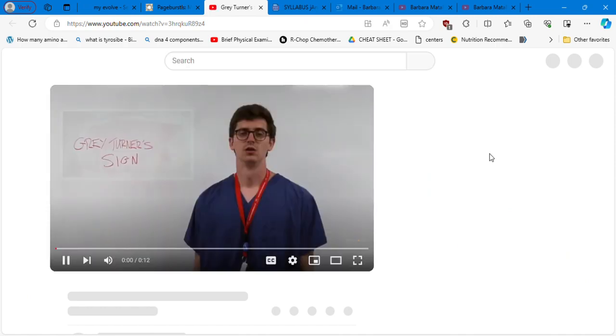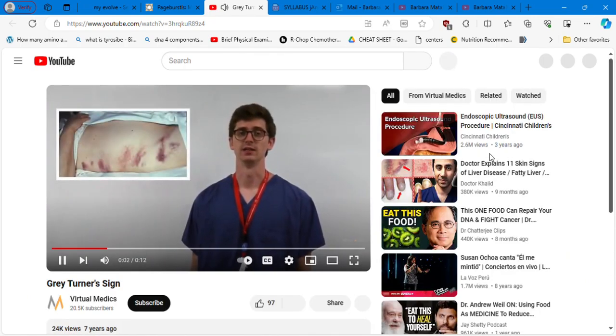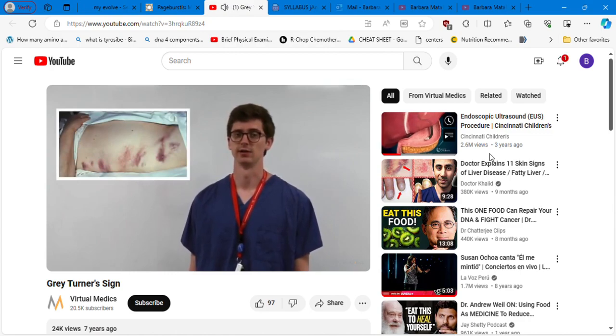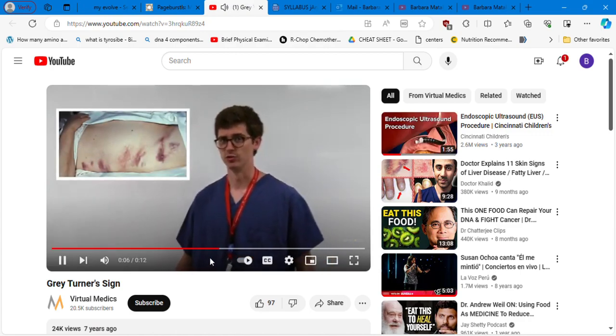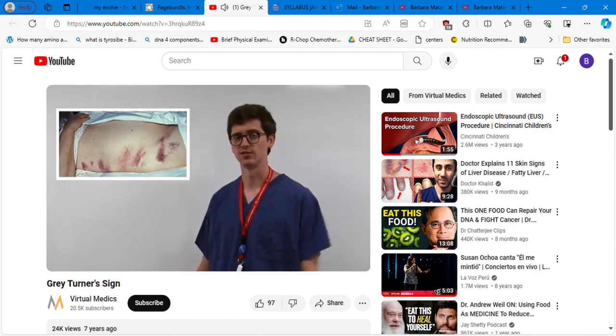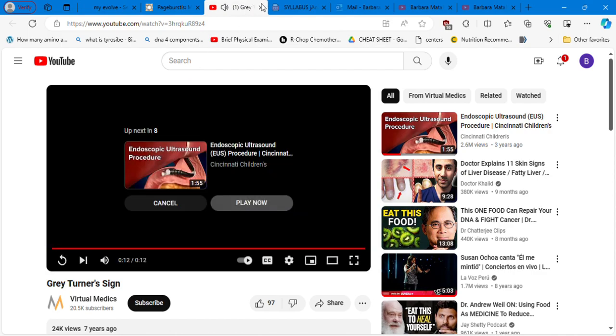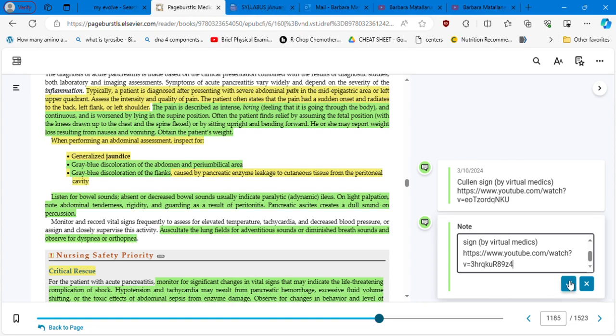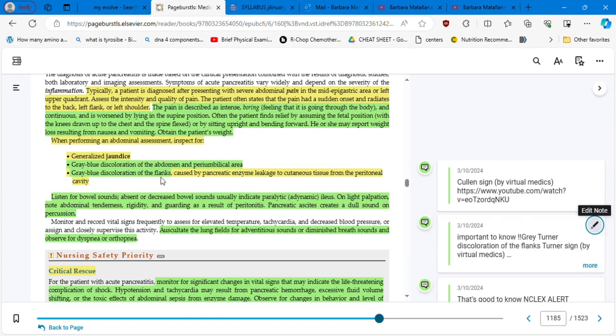Here it is. Gray-Turner sign might be seen in severe pancreatitis and is characterized by flank bruising, and the cause of it is retroperitoneal hemorrhage that's tracked to the flank. It's in the flank, okay? That's the Gray-Turner.